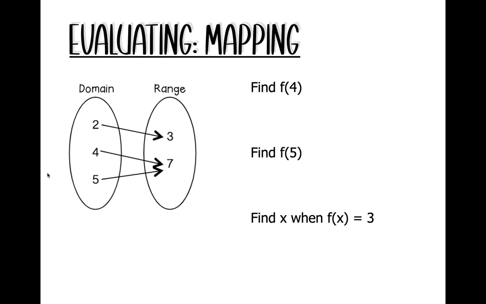So we're going to be looking at the domain. And remember that our arrows tell us what it is paired with, so we can see that if the domain is 4, then the range is 7. F of 5, again, we look at the domain for 5, and we can see that when the domain is 5, the range is also 7.